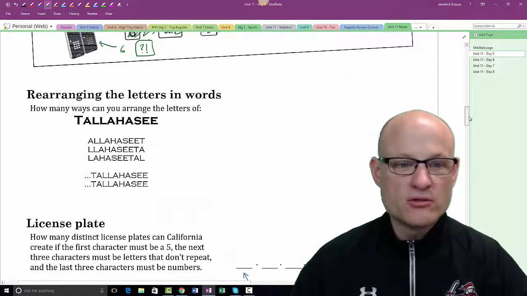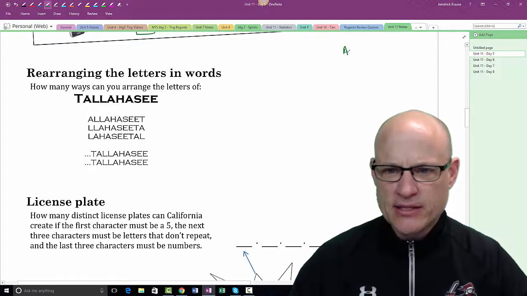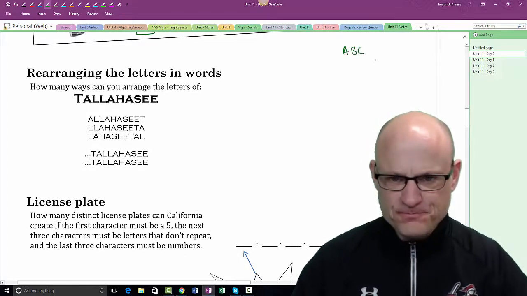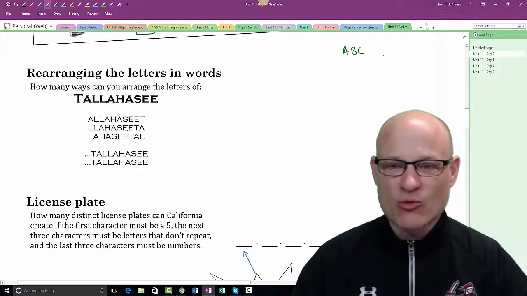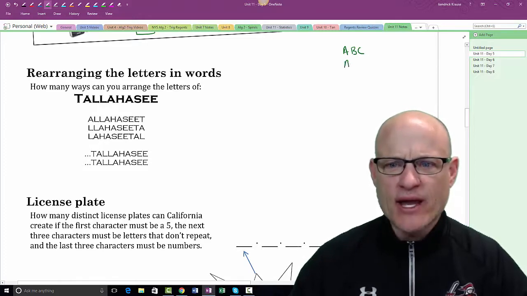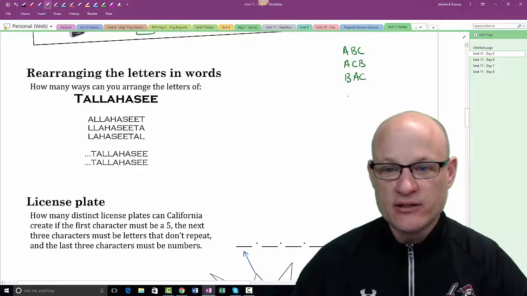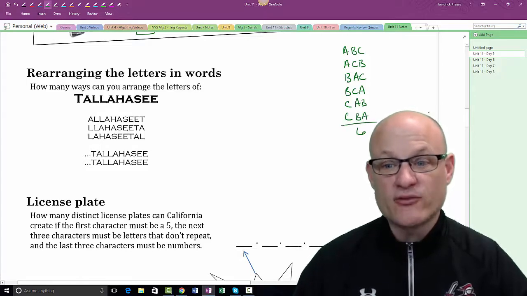So why do I need that? Well, let's say I gave you an example of the letters A, B, and C. And I said, okay, how many different ways can I arrange the letters A, B, C? Well, that's one arrangement. I can go A, C, B. That's another arrangement. There's no other way to start with A, so I'll start with B now. B, A, C. Or B, C, A. There's no other way to start with B, so I'll go to C: C, A, B, and C, B, A. So it turns out there's 6 ways of doing it.